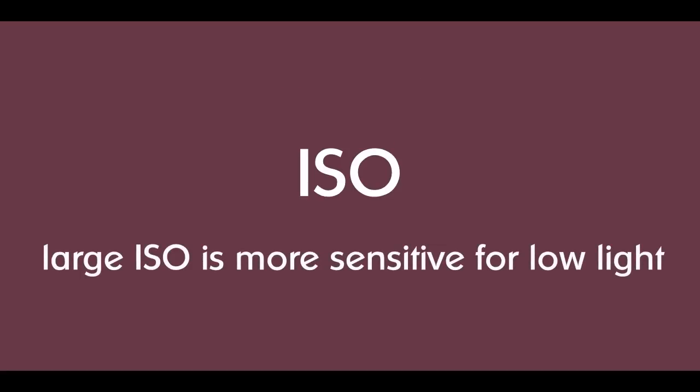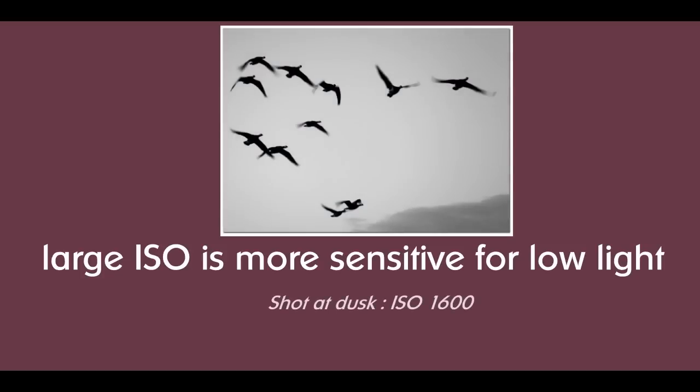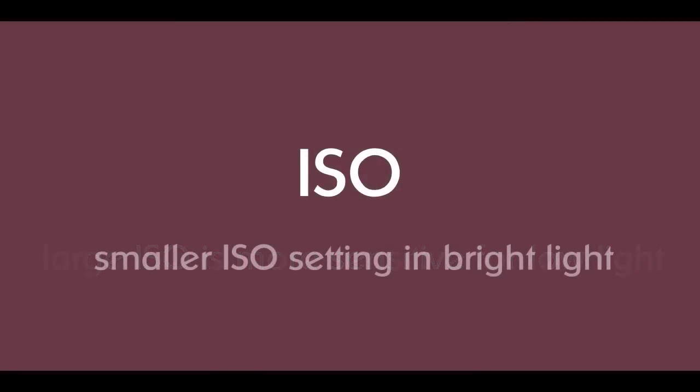Now, you will need the sensor to be more sensitive in low light situations, so a high ISO number for when it is a bit dark and there isn't much light, and on the other hand, when it's bright and there's lots of light, the sensor doesn't need to be so sensitive, so for bright light, that's a smaller ISO. Okay, that's setting number one, and now the shutter speed.